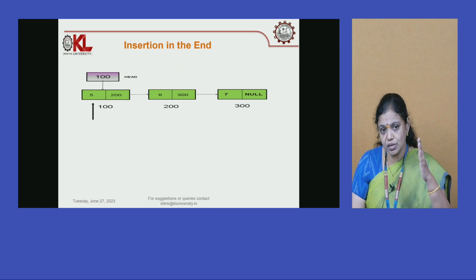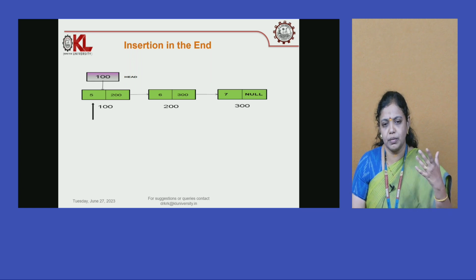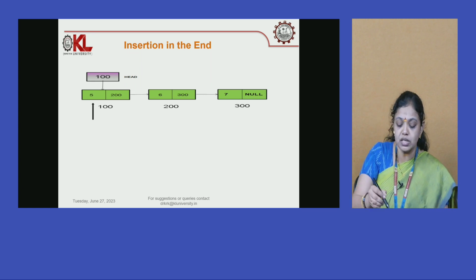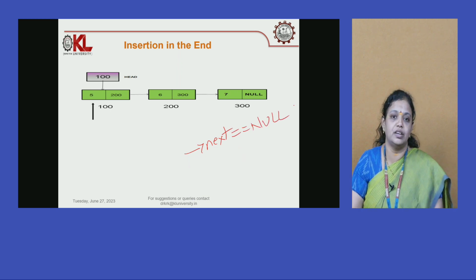So the most important concept is that the first node will always be identified as the one attached to the head pointer, and the last node's next, whatever may be the last node, that last node's next will be equal to null. So that is the identification point.